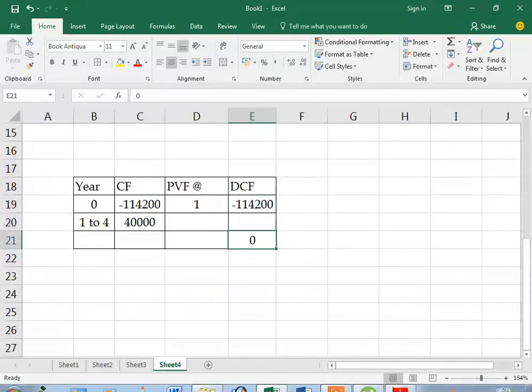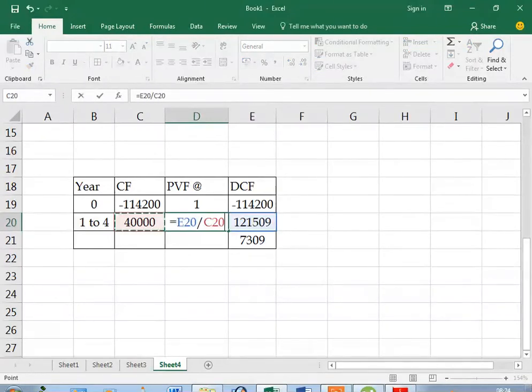NPV is not 0. NPV is how much? 7309. This can be 7309 if my inflows are 121,509. This is the base structure. My inflows can be 121,509 if this is 3.038. If this is 3.038, that is, the 4-year annuity factor has to be 3.038.